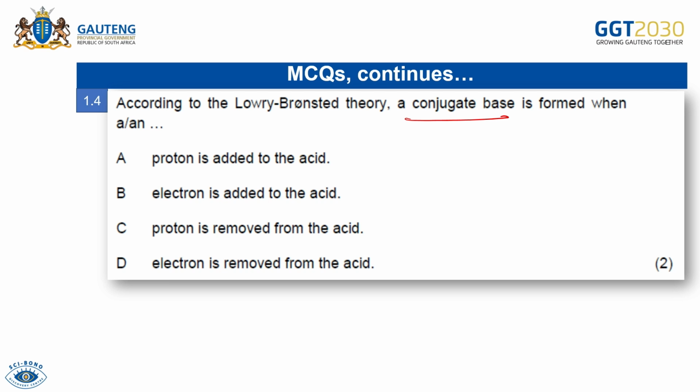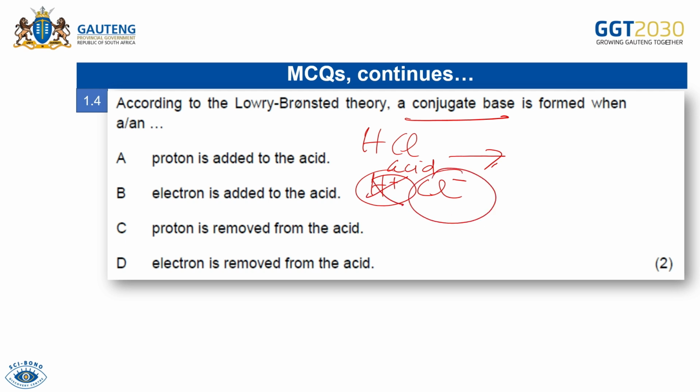For example, I'm just giving you an example. You have an acid, and an acid is a proton donor. We remove a proton here. When this proton is removed, what will be left is Cl minus. This is an acid, and this is the conjugate base. So you can see that a conjugate base is formed after a proton has been removed from an acid.